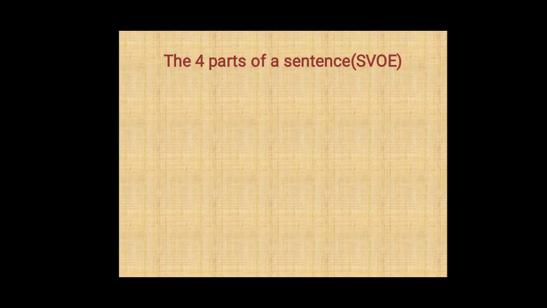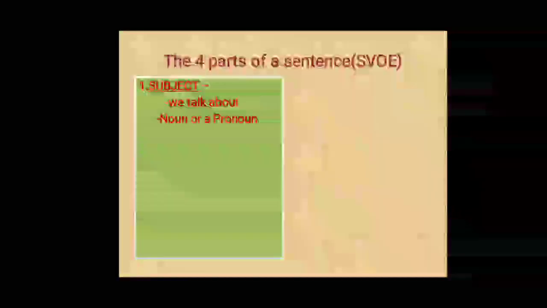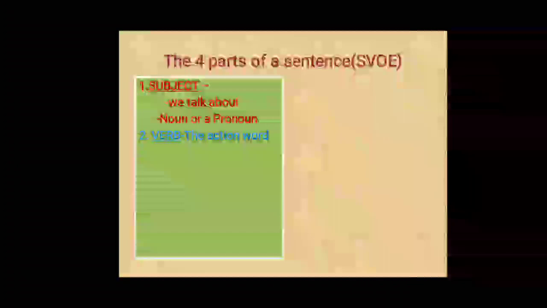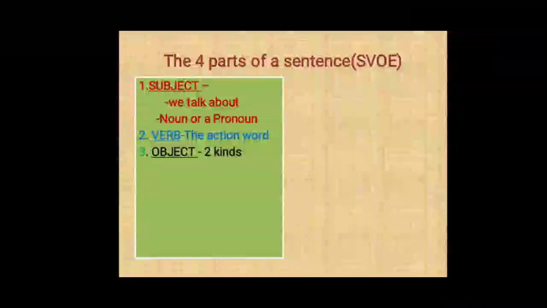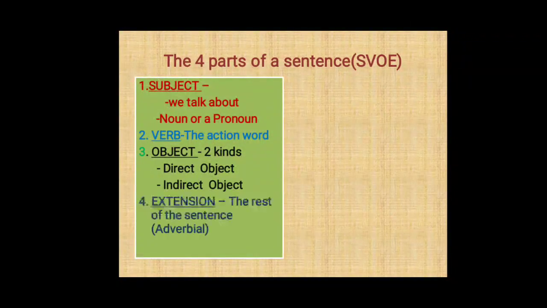The 4 parts of a sentence, let's recap: the subject, the verb, the object and the extension. What is the subject? Something that we talk about. It could be a noun or a pronoun or maybe a thing. Any person or group of people is the subject. The verb is the action word. Object, 2 kinds could be there: the direct object and the indirect object. And finally, we have the rest of the sentence as extension. It's known as the adverbial.